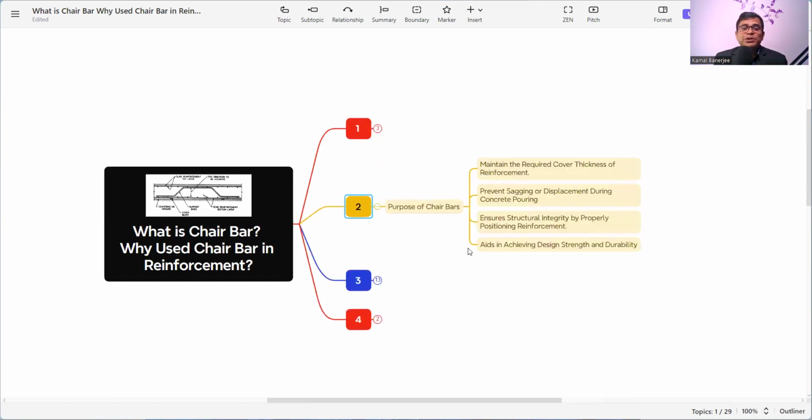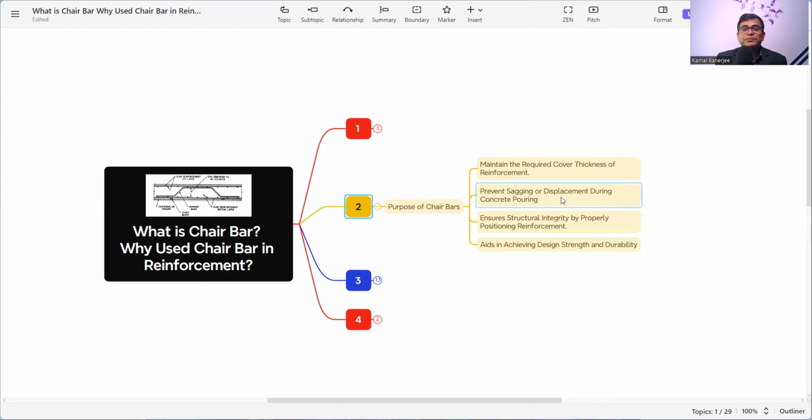Now, what is the purpose of the chair bar? As we discussed, to maintain the required cover thickness of the reinforcement. If there is no chair bar, what is happening? The bottom and top reinforcement will come in the same place. Why is the bar placed in the top and the bar placed in the bottom? Because as per the design, we need the reinforcement in that area to withstand the tensile force. And if there is no separator bar or chair bar, the bar will be displaced and will not be in position. So due to the tensile force, there will be a problem in the structural integrity. So to keep it in the intact position, this chair bar is very, very important.